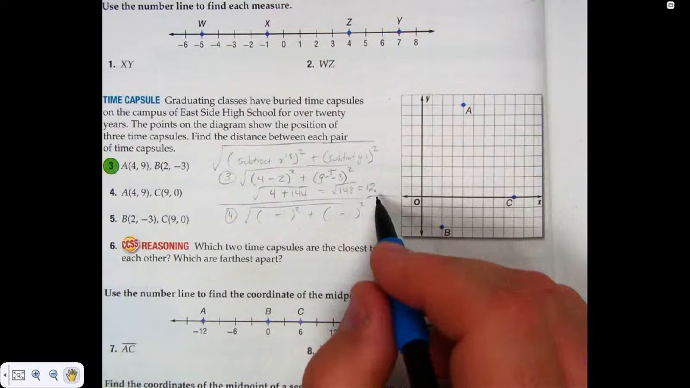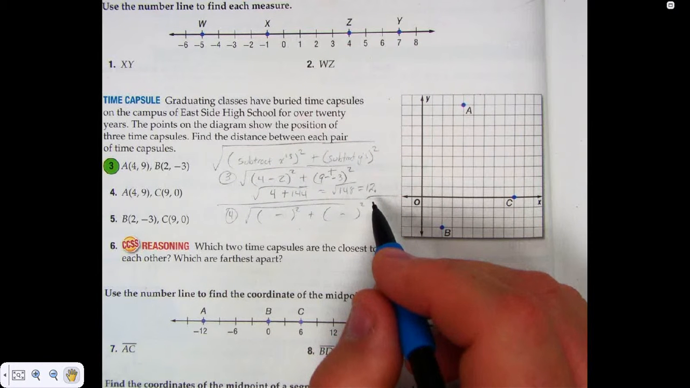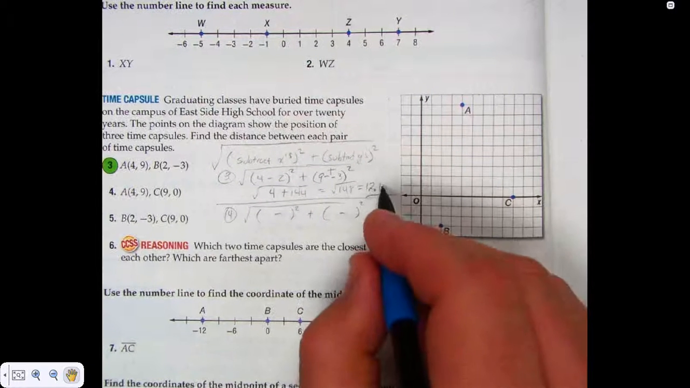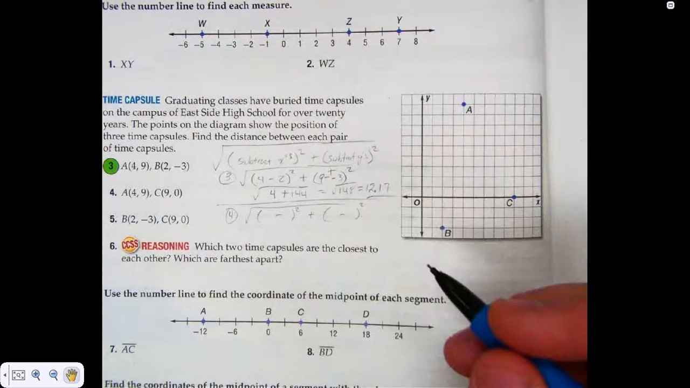What'd you guys get when you put square root of 148 in your calculator? What's the number after 6? Okay, so it'd be 12.17. Okay?